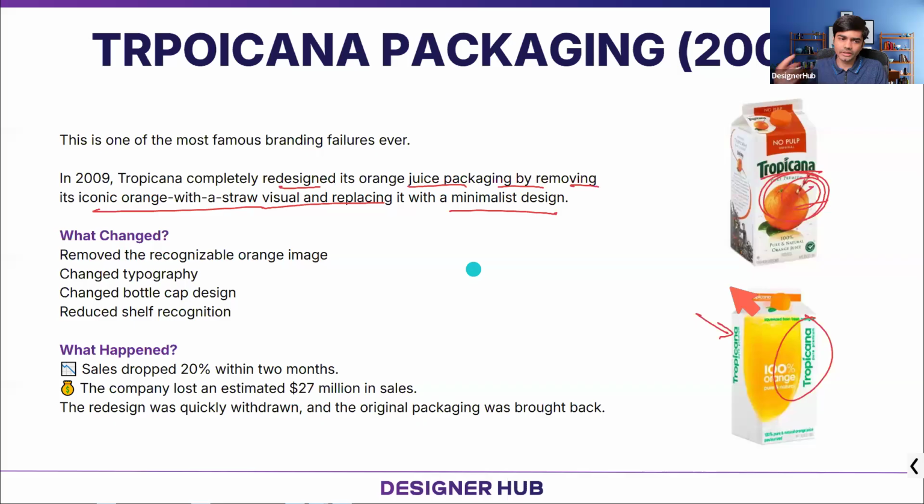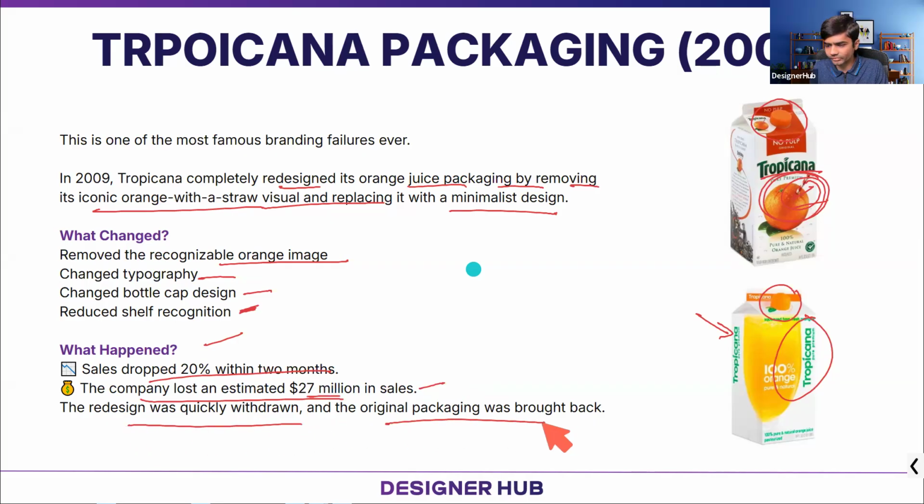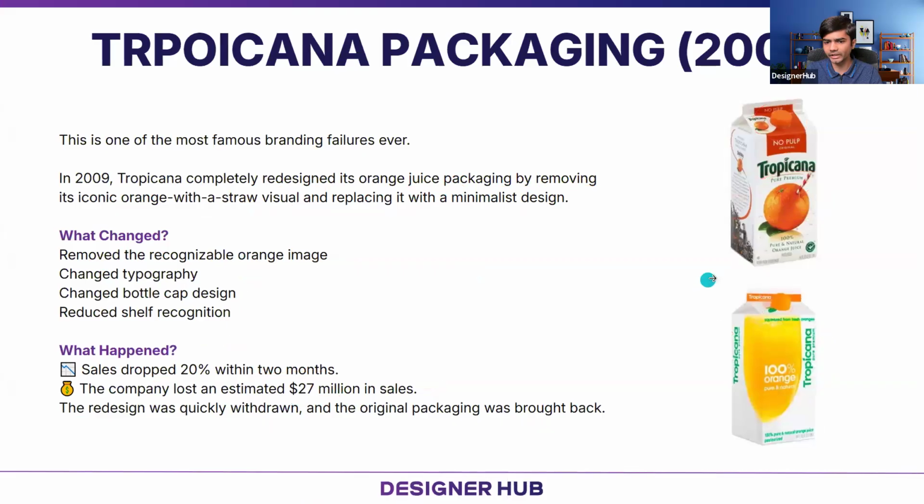They tried to change the behavior of the people. So remove the recognizable orange image, change the typography, change the bottle cap design. Tropicana had this very well-known cap design. They changed that also. Okay, reduce the self-recognition. And what happened? Sales dropped 20% within 2 months. The company lost an estimated $27 million in sales. The redesign was quickly withdrawn and original packaging was brought back. Okay. Clear, everybody, how it all works? So, changeover of packaging also is a big makeover.